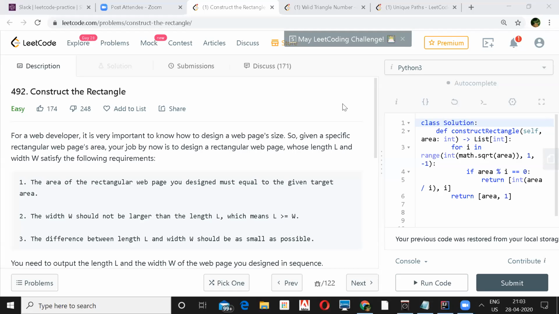It's getting recorded, right? Yes, yes. Okay. Yeah, we can start.